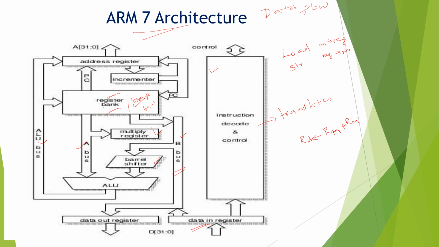The Rn value can come through a bus, and if the data is normal data, Rm also can directly come from the register bank to the ALU. Both will be added together, and finally they will be stored back to the registers through the Rd register. Suppose we are going for addition, subtraction, or simple arithmetic operations, it is okay.